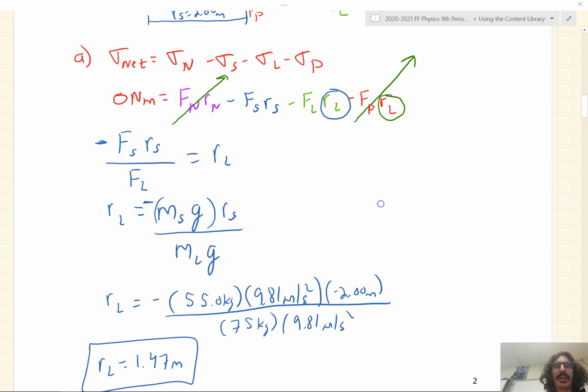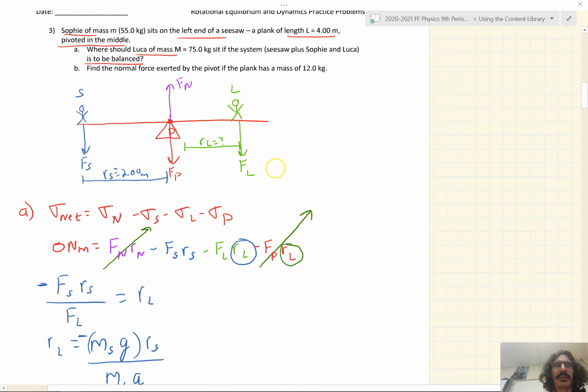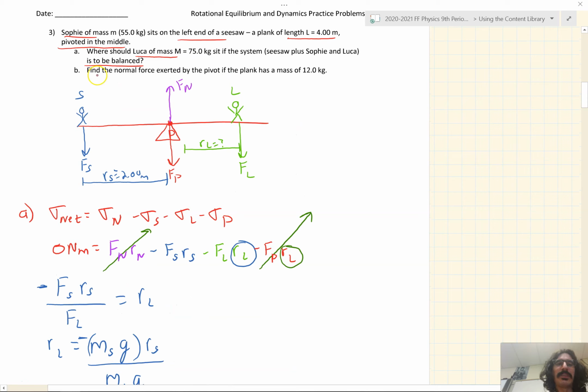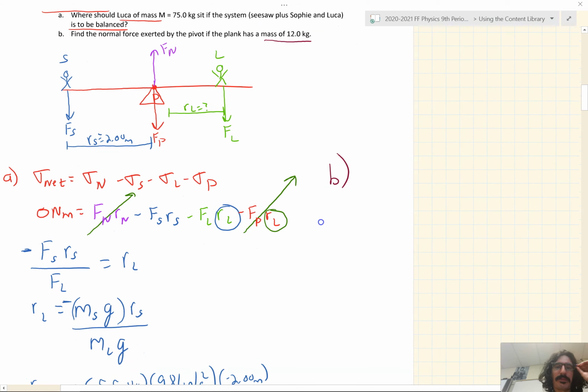And that's part A, but part B is a little bit easier, or shorter to answer, I should say. Letter B, find the normal force exerted by the pivot if the plank has a mass of 12 kilograms. For letter B, we can utilize Newton's second law, which is a equals F net over m. We're going to do this in order to find the normal force exerted by the pivot.